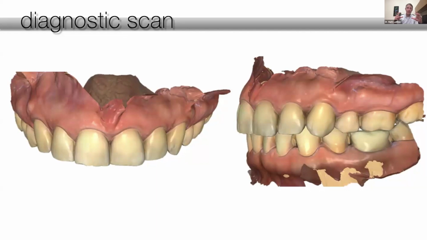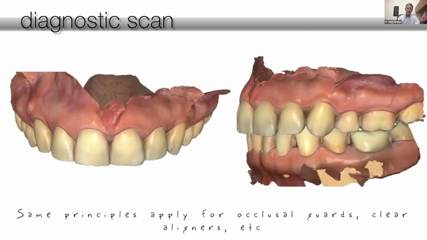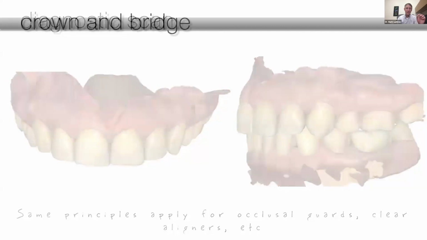Now that can be for diagnostics. That can help us figure out where we're going with cases and different things like that. But this exact same type of scan applies for occlusal guards, for clear aligners, for anything you want to make. It works the same because it's all that pattern of upper arch, lower arch, and bite. Now, that's the first thing.